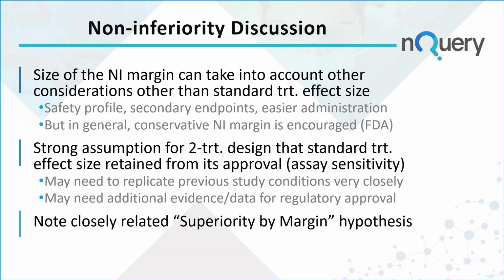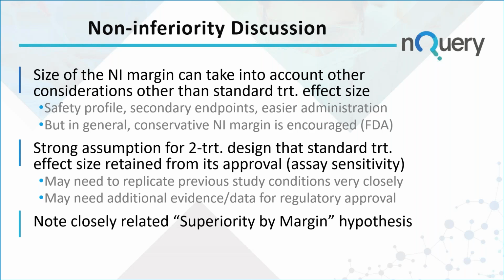So that can be an issue that you need to be very careful of, and you may need additional evidence and data for regulatory approval to ensure that your control effect is lining up with what they were expecting a priori. Like if you end up having a control effect that seems different, then obviously that's going to create questions. You may need additional data to kind of ensure that your regulatory approval goes through. And I think both of those are big issues, picking the NI margin and this assay sensitivity effect, that basically, you're still getting the same effect as you were expecting.